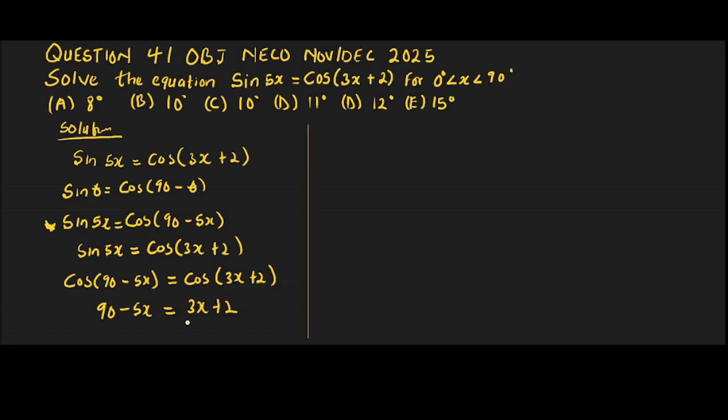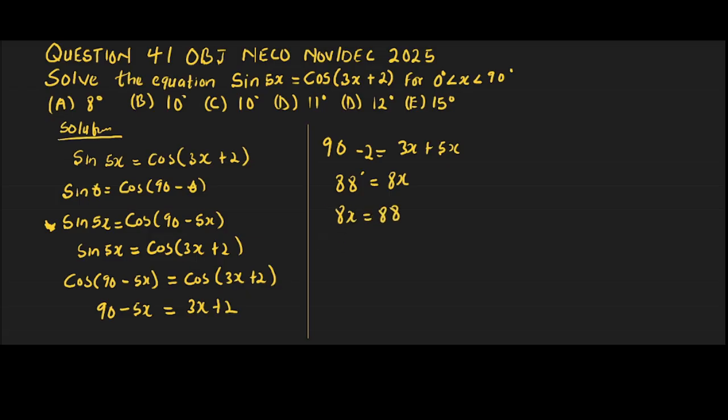Here now we collect like terms. So we have 90 minus 2, when plus 2 comes to this side, becomes a minus 2. When plus 5x comes to this side, becomes a plus 5x. So we have 3x plus 5x. 90 minus 2, that is 88, equals 3x plus 5x. We have 8x. Here we have 8x equals 88.